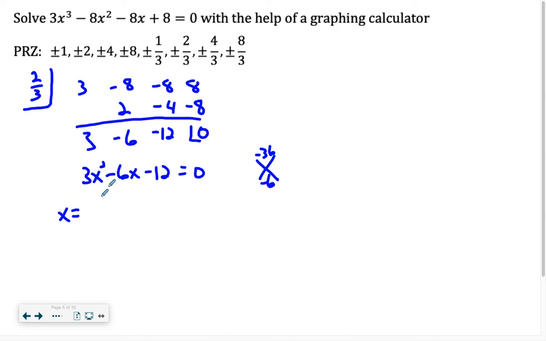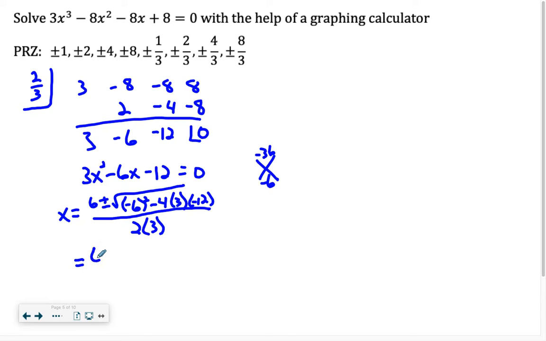So x equals the opposite of b would be +6 plus or minus the square root of b squared minus 4 times a times c all over 2 times a. And then we'll just simplify. So 6 plus or minus 36, and then 4 times 3 times 12 would be 144. So plus 144, right? Because we've got a double negative there. And that's all over 6.